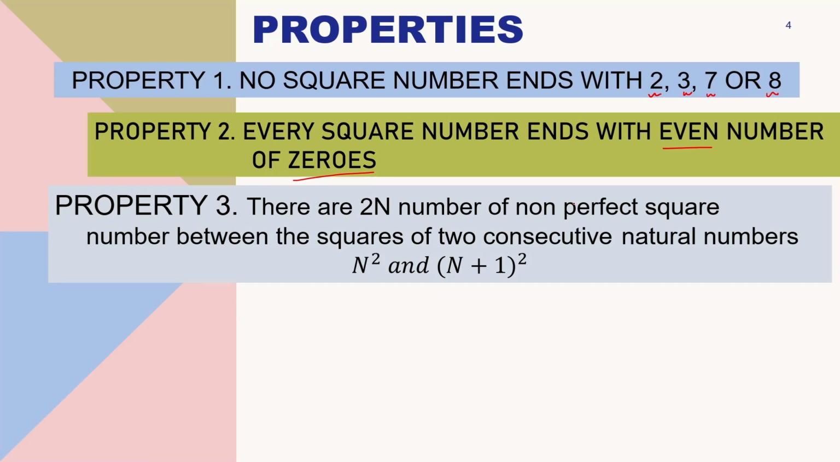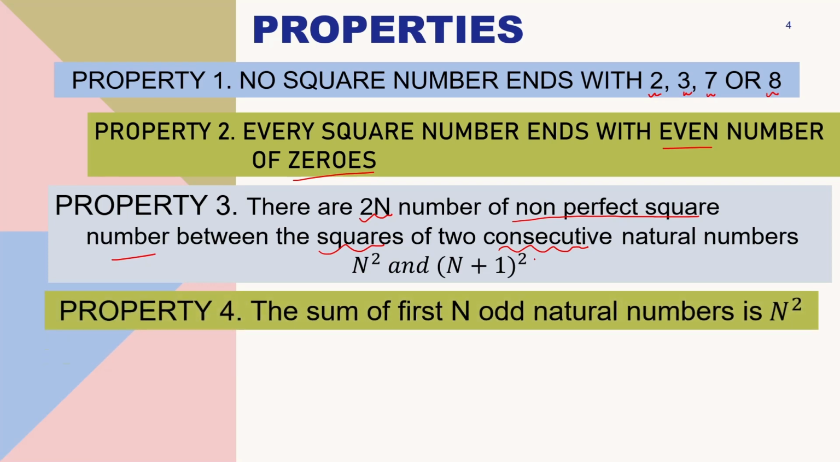Property number 3 says there are 2n non-perfect square numbers between the squares of two consecutive natural numbers, the numbers which are coming one after the other. So there will be 2n non-perfect numbers between the squares of those two perfect square numbers.